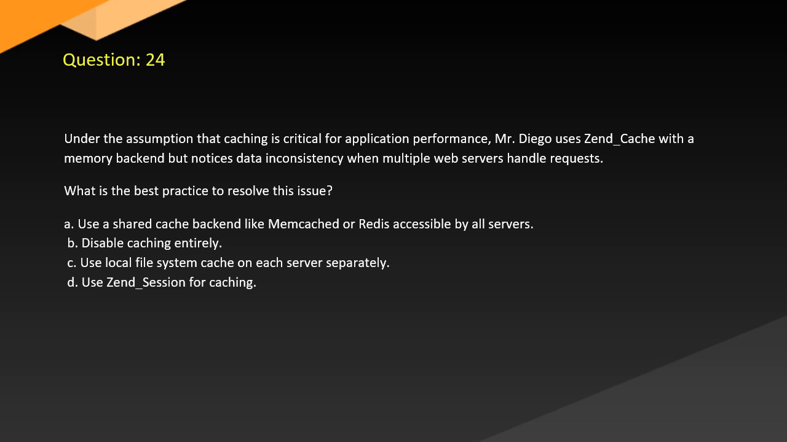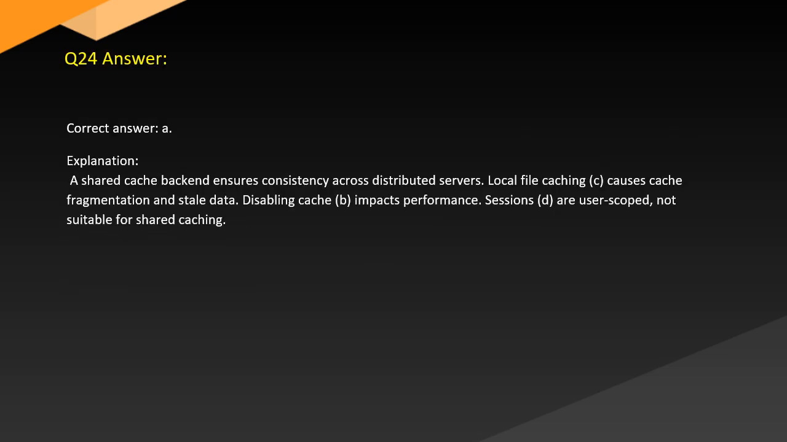B. Disable caching entirely. C. Use local file system cache on each server separately. D. Use Zend session for caching. Answer. Correct answer A. Explanation. A shared cache backend ensures consistency across distributed servers. Local file caching, C, causes cache fragmentation and stale data. Disabling cache, B, impacts performance. Sessions, D, are user scoped, not suitable for shared caching.